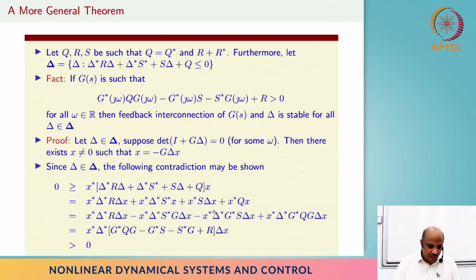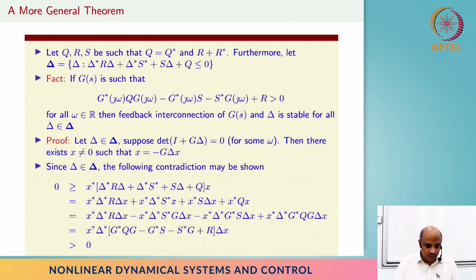And by expanding it and then actually using the fact that x equals minus G delta x, you can manipulate it in such a way that the final expression looks like x star delta star times the one in the middle involves the expression of this G star Q G condition, right? But then we know that that's positive, so therefore this entire thing, since x is non-zero, is going to be positive, right?